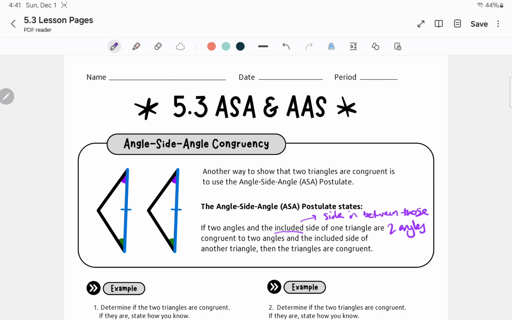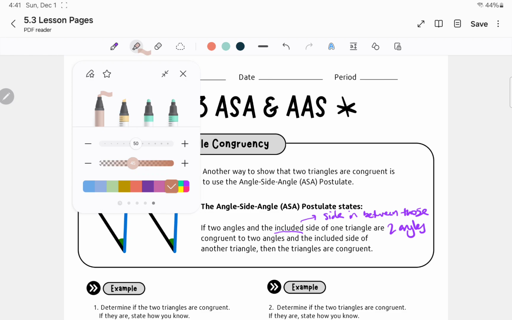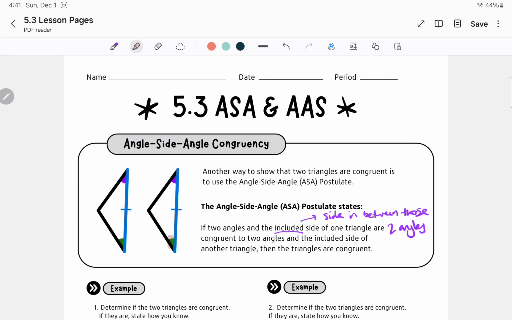Side in between those 2 angles. So 2 angles, right? And this is actually in color on my screen, not on yours. But see how this angle right here and this angle right here, and this side in between, is congruent to this angle and this angle and this side in between. So it's called angle, side, angle.